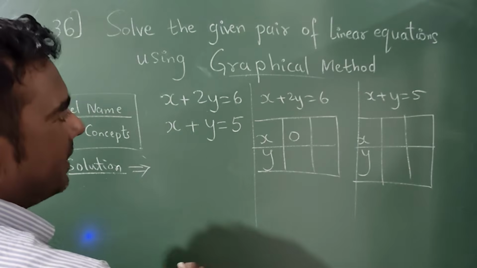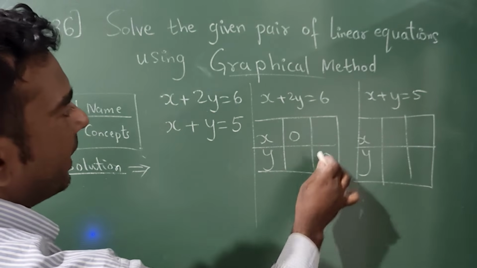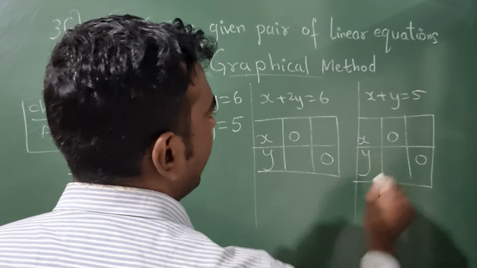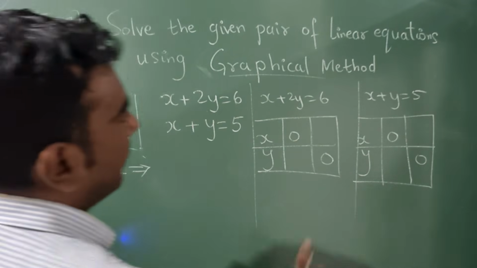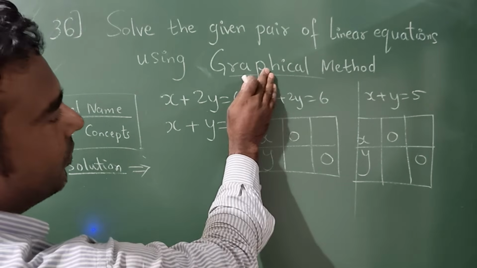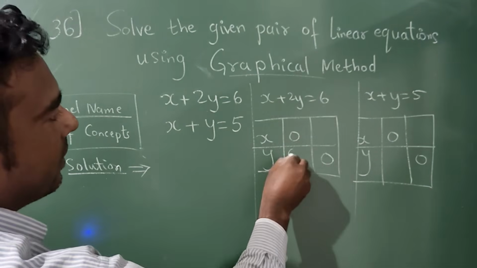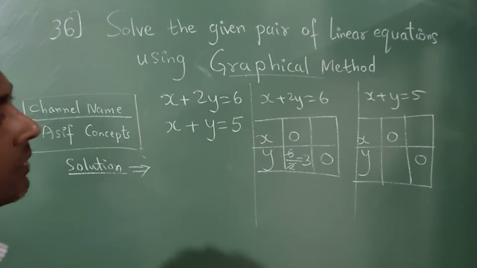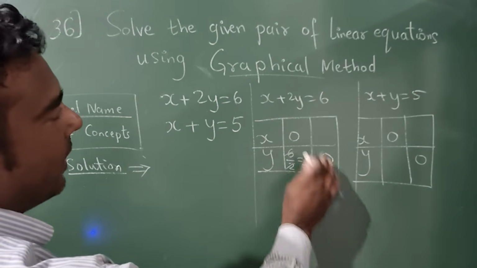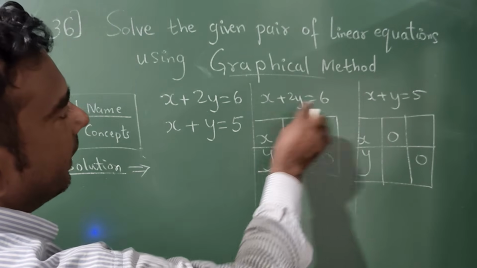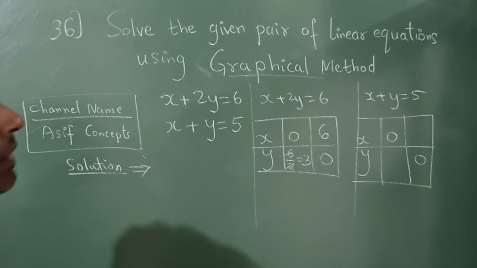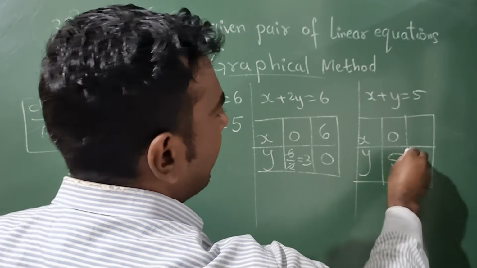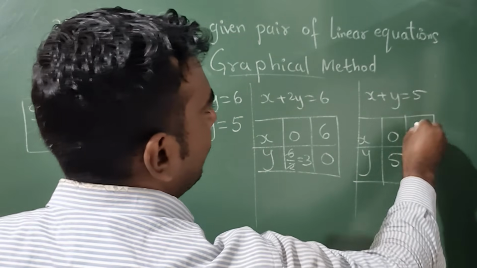Write once x as 0, write y as 0. Be careful, you should not write here. Here also, once write x as 0, write once y as 0. Okay, not here. Now, when x is 0, you can see 2y is equal to 6. Write 6, this 2 right here, 2 threes are 6. Fine. Now next time, y as 0. So what do you see here? x is equal to 6. This is very simple. When x is 0, you can see y is equal to 5. When y is 0, you can see x is equal to 5.